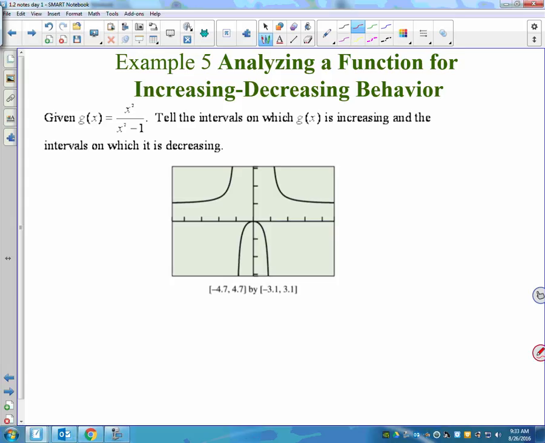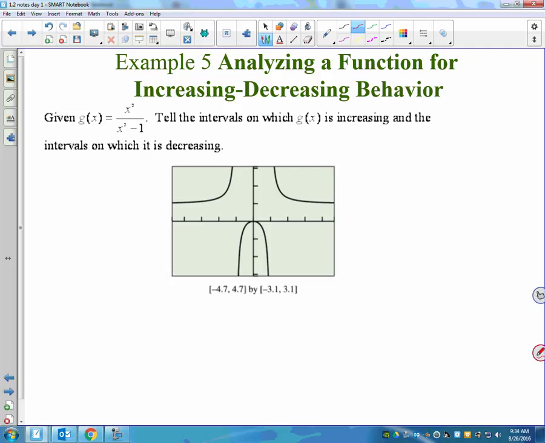Alright, so it says given x squared over x squared minus 1, tell the intervals on which it's increasing and the intervals on which it's decreasing. And I believe there were some like this on the homework. What's tricky about this is that this graph is not continuous the whole time, so you have to skip over where there's not a point.